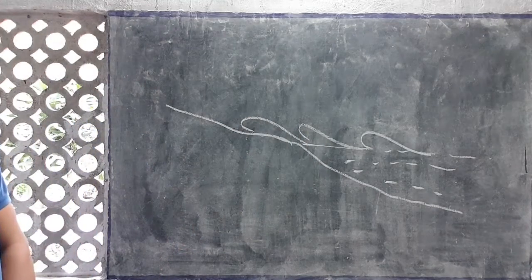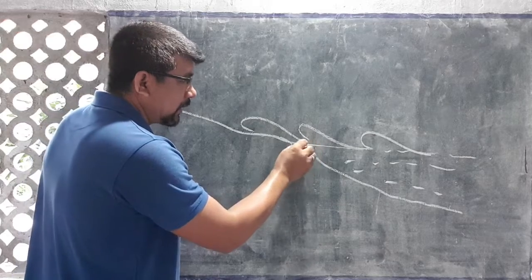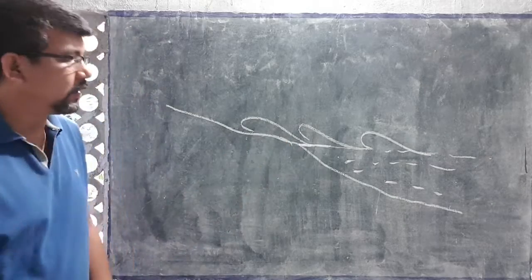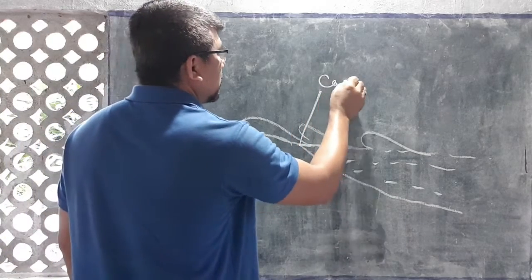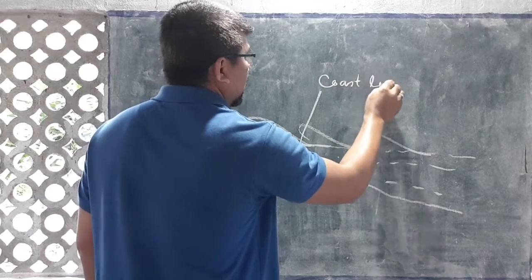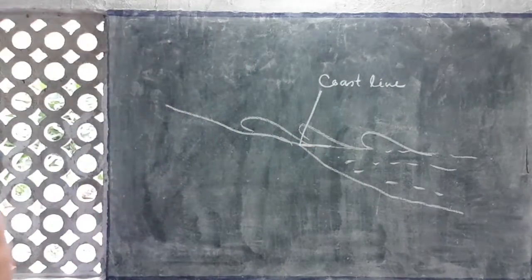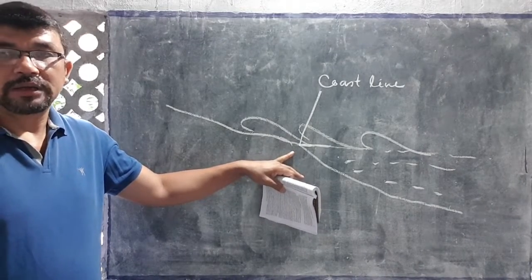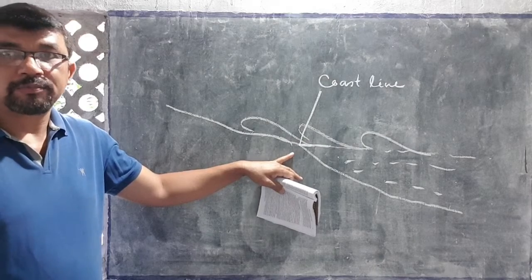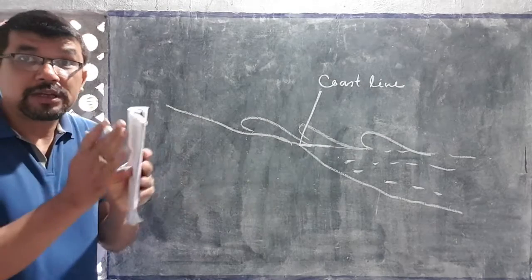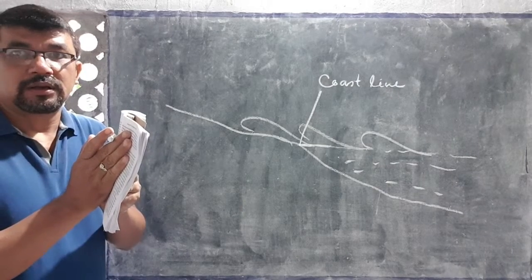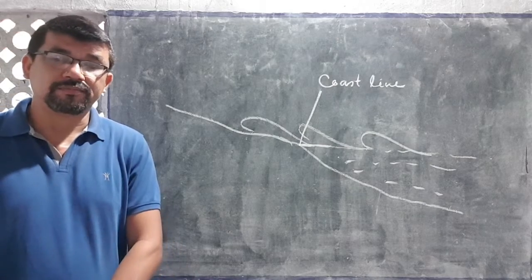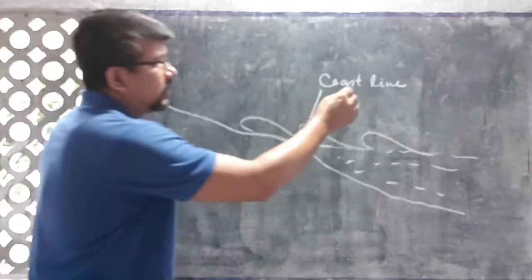Okay, it is normally the connecting point of seawater and land portion. It is known as the coastline, where the water of the sea and the land portion of our earth meet together. In this region, a line is created, which is known as the coastline.